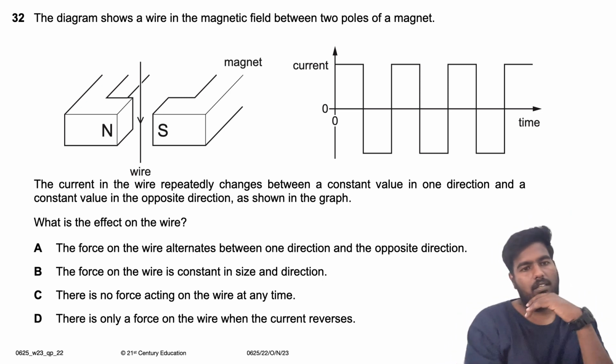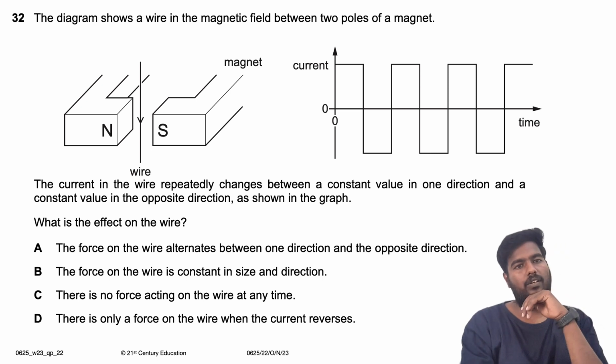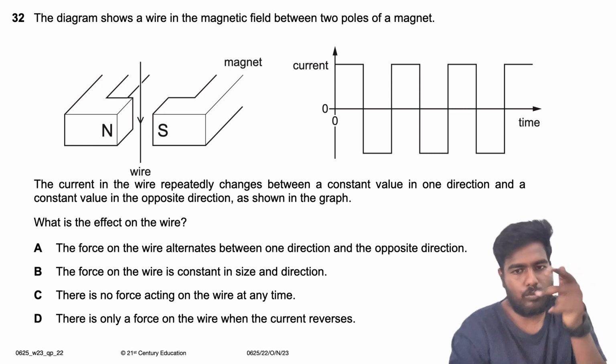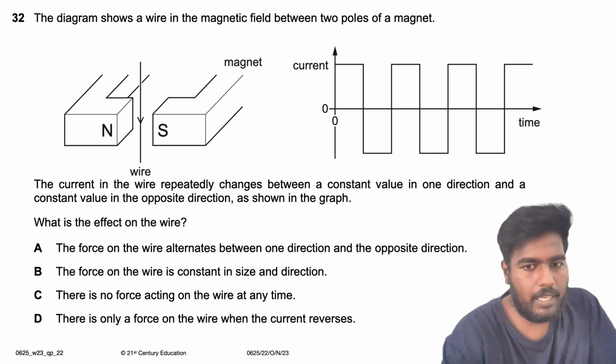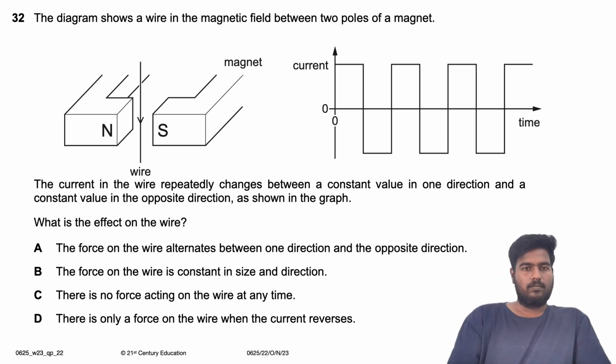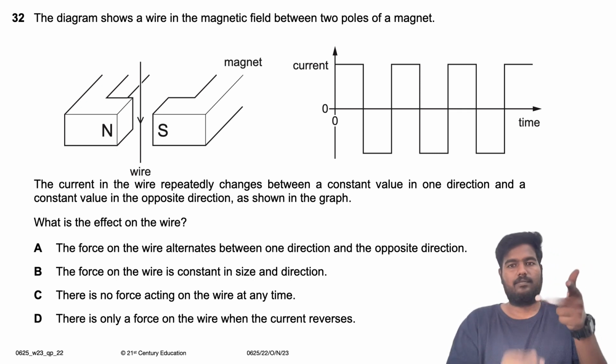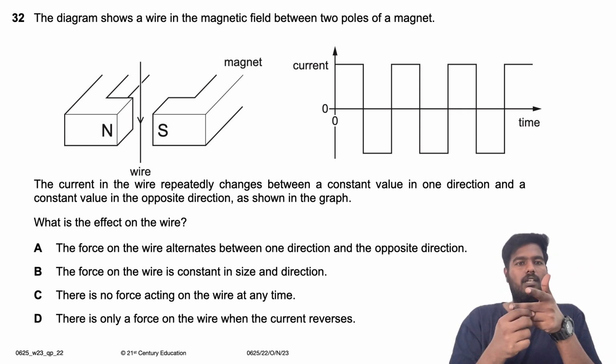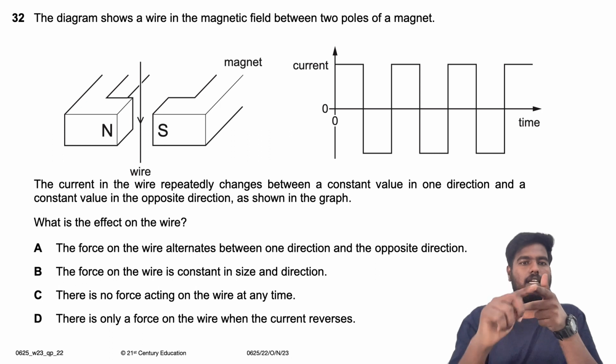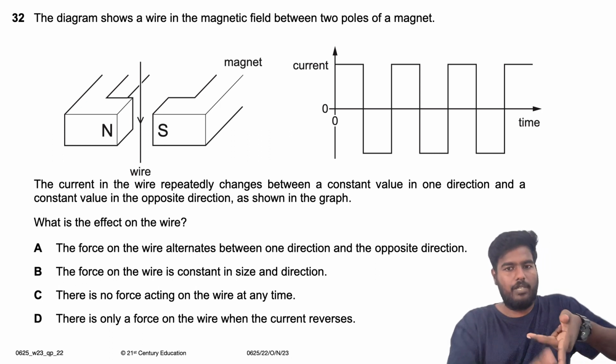So what is the effect on the wire? Okay, so for this, what's the force on the wire? You can use Fleming's left-hand rule, which gives the force of a motor. If you supply current, you get a force. Initially, from north to south, the field goes like this, and the current goes like this, so the force will be like this.